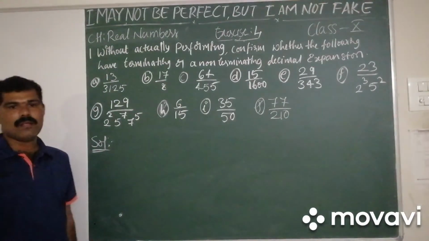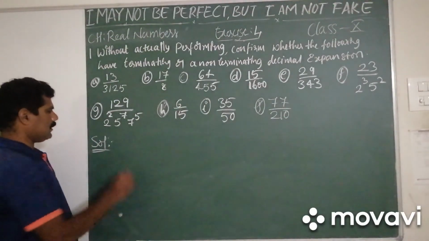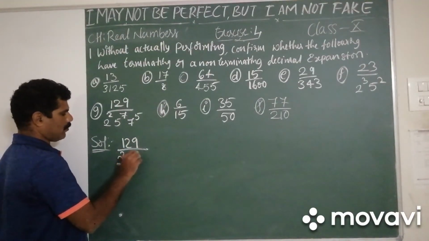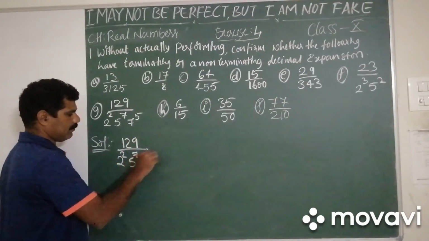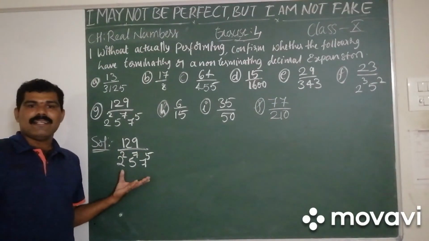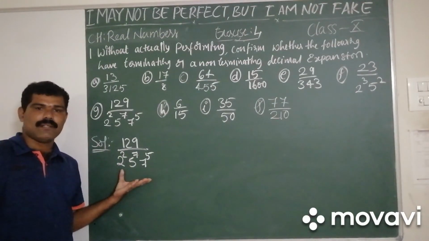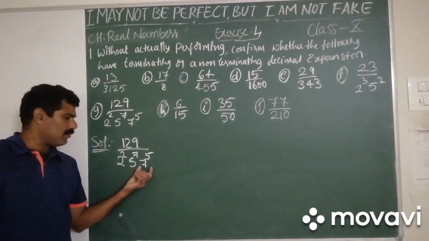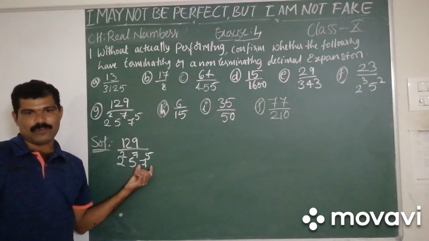Okay. Now seventh problem, that is 129 by 2 to the power of 2, 5 to the power of 7, 7 to the power of 5. See here, it is not in the form of 2 to the power of n into 5 to the power of m. Even though it has 2 and 5, it includes 7 also.